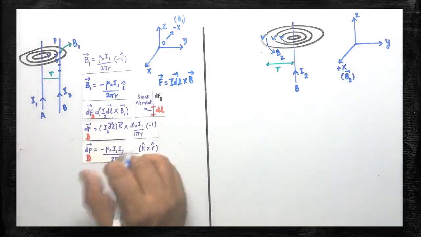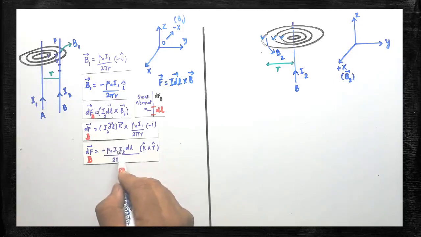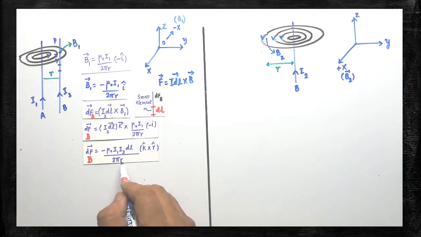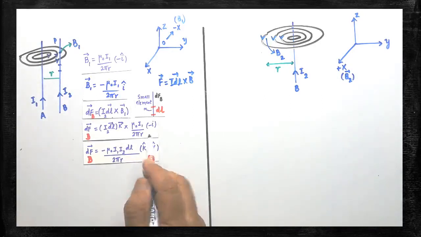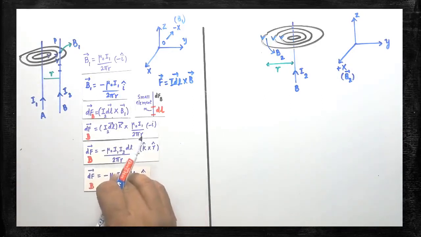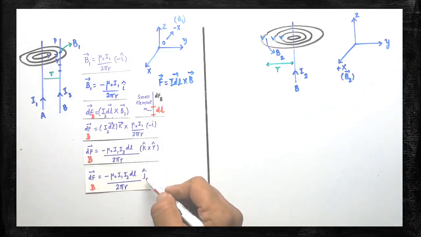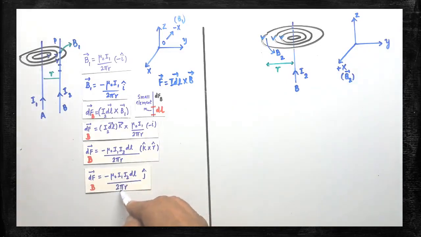Are you clear? So look at that. dFB vector is equal to, this minus sign can be brought in front, minus mu naught I1 I2 dl, with 2 pi r in the denominator. This K cap and I cap both can be written together. Are you clear? So finally this equation you will get. K cap cross I cap becomes J cap. So minus mu naught I1 I2 dl divided by 2 pi r.